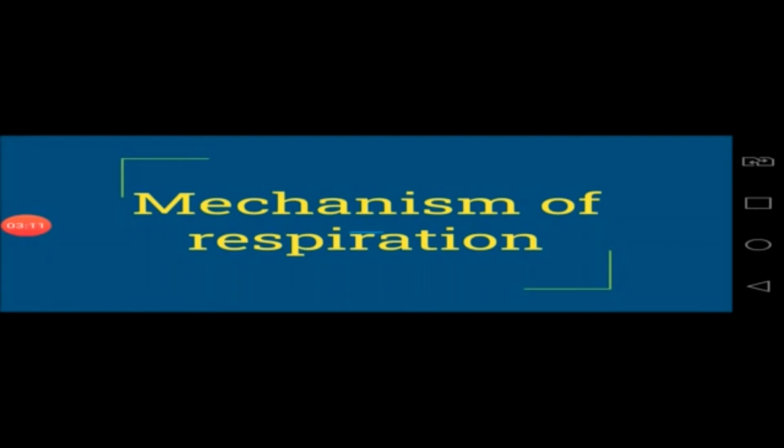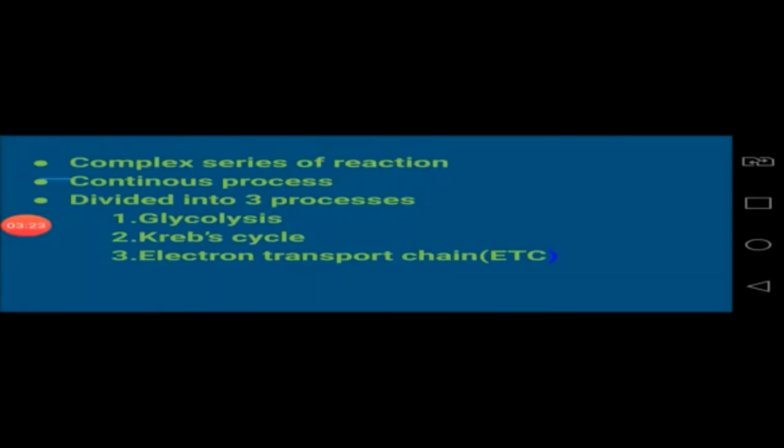Now further, if we look into the mechanism of respiration, what type of reactions, what type of processes and what steps are involved in this aerobic respiration, then we can see that respiration is a very complex series of reactions, but it is a continuous process. For convenience it is divided into three main stages, that is glycolysis, Krebs cycle and electron transport chain.